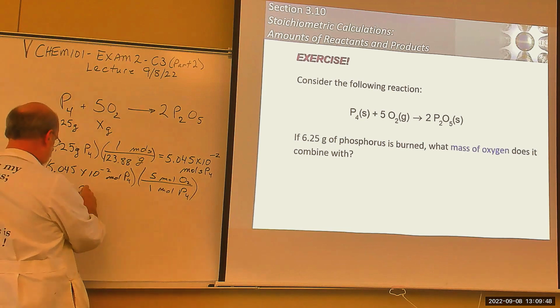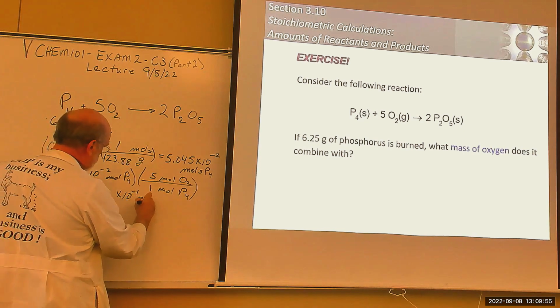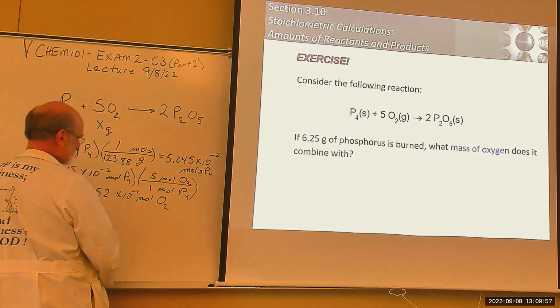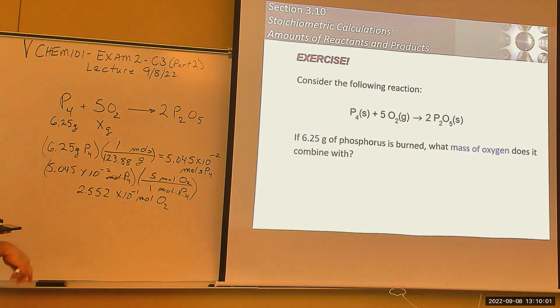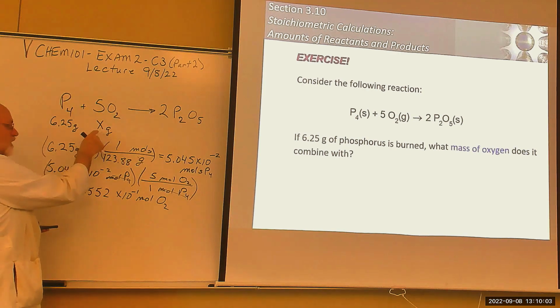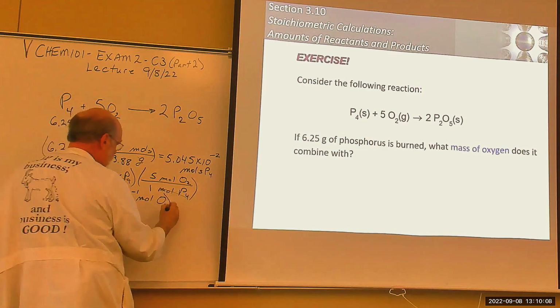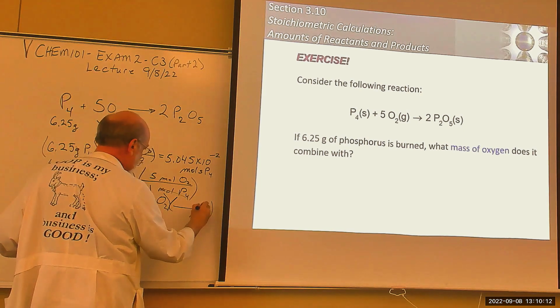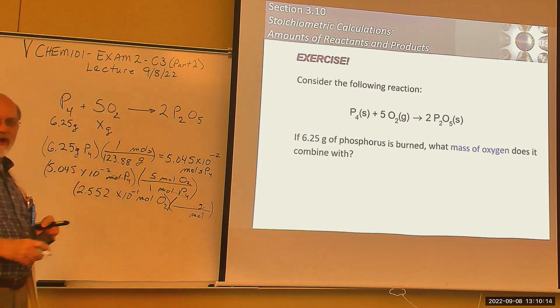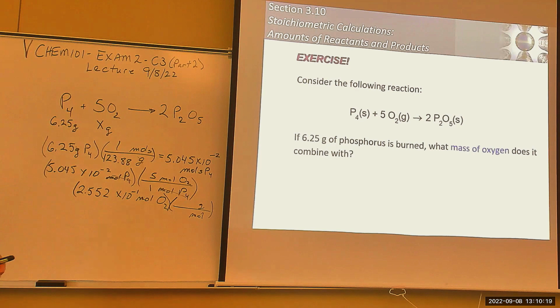And I get 2.552 times 10 to the minus 1 moles of oxygen. Right? We cancel this, left us with moles of oxygen. Now, since we're asked to do it in grams, we've got to reconvert. So we need a multiplier here that will get rid of moles of oxygen and leave us with grams. Anytime you see grams and moles as a quotient, think molar mass.